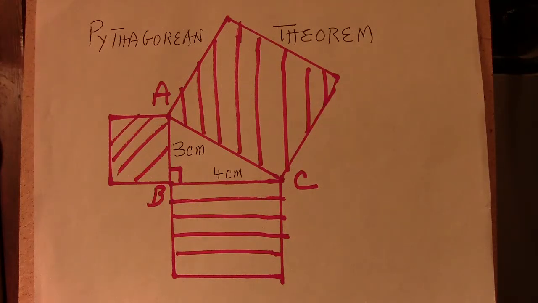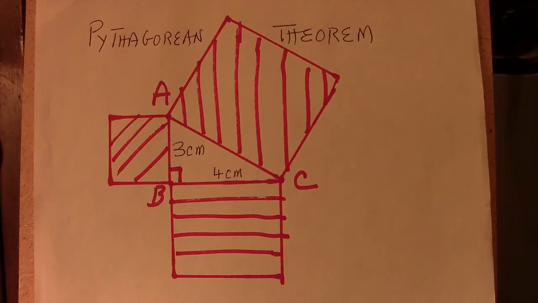In the diagram, the side AB is 3 centimeters and the side BC is 4 centimeters. The square drawn on AB has an area 3 times 3, or 9 square centimeters. The square drawn on BC has an area 4 times 4, or 16 square centimeters.